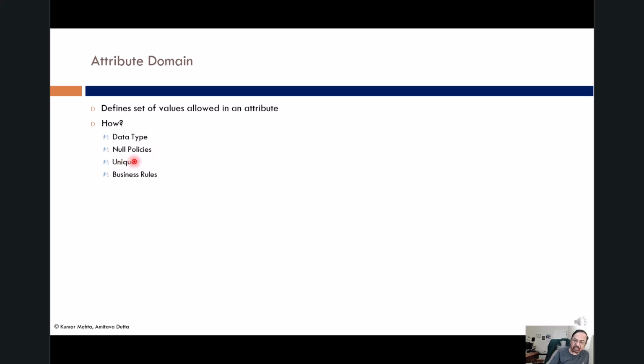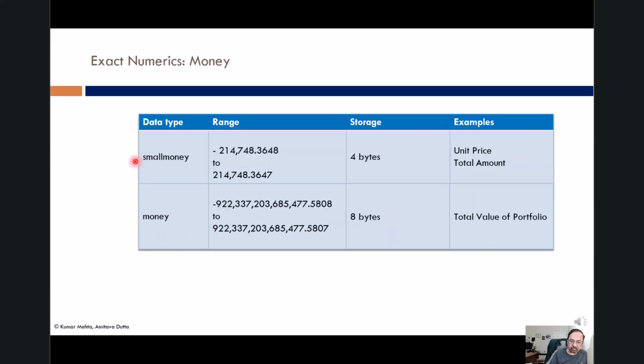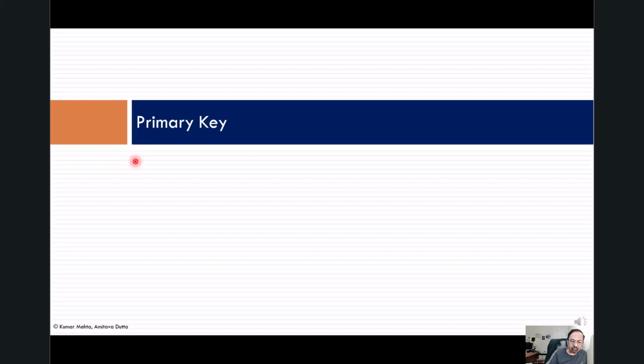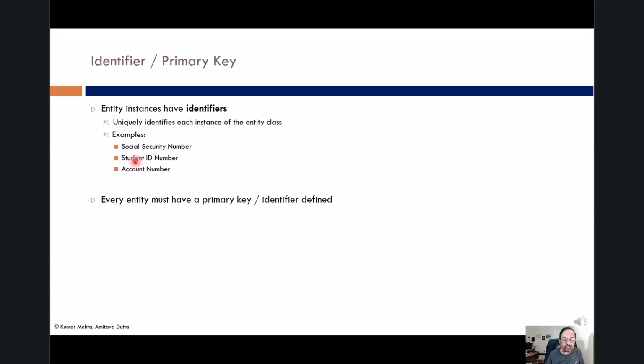The next aspect of the values that attributes can take is uniqueness, meaning does the value need to be unique? You have a particular attribute, and it takes a certain value. Does the value have to be unique? Uniqueness policy. Let's see what we mean by that. So this is the primary key, or the uniqueness policy. Every instance must have an identifier.